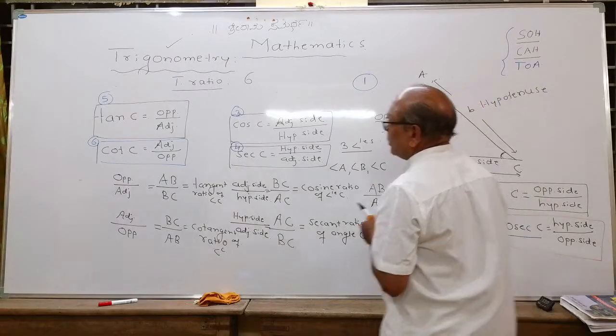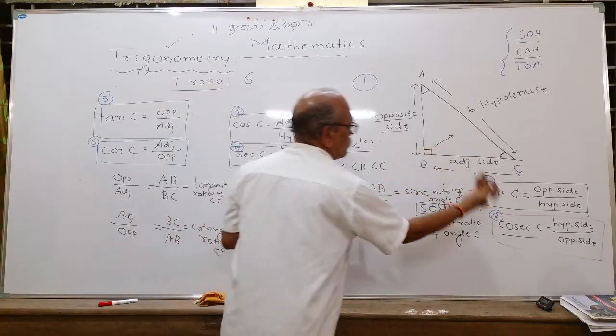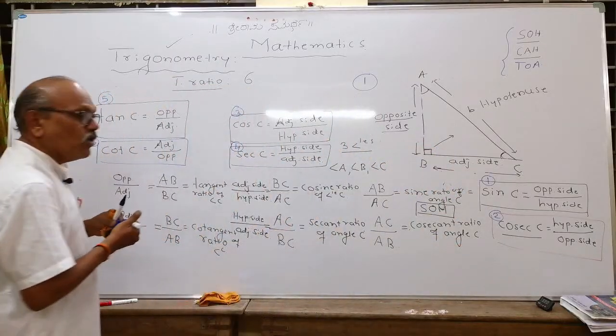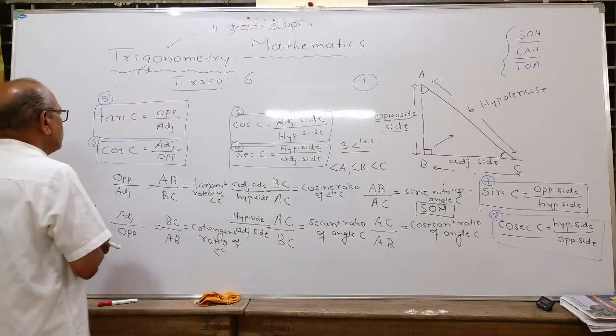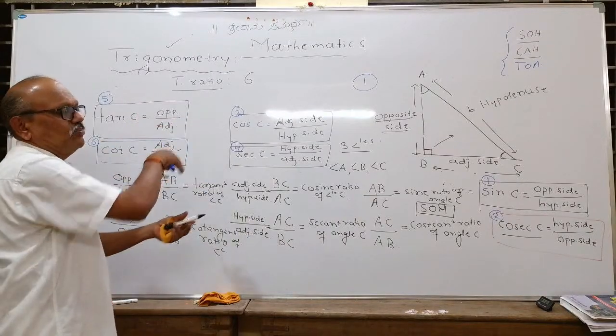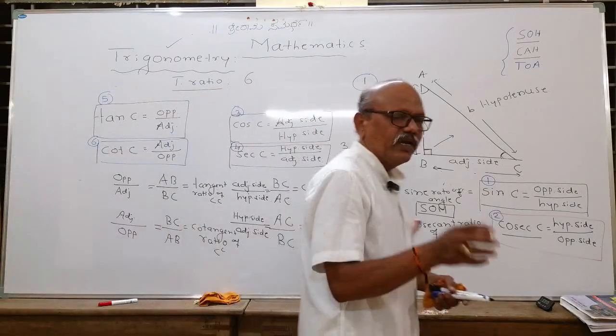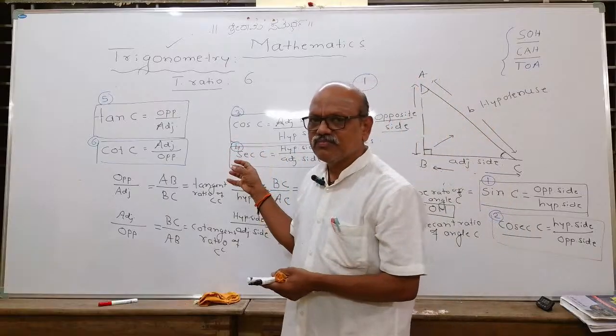If you remember these three, the remaining three are reciprocals. What is the reciprocal of sin? It is cosec. What is the reciprocal of cos? It is sec. What is the reciprocal of tan? It is cot. Right? Just take the reciprocal of it. Is the point clear to you, my dear students? Today, learn all these 6 by heart, right?